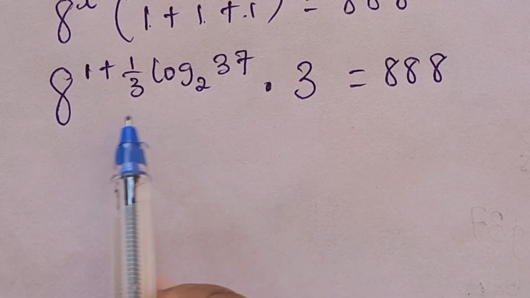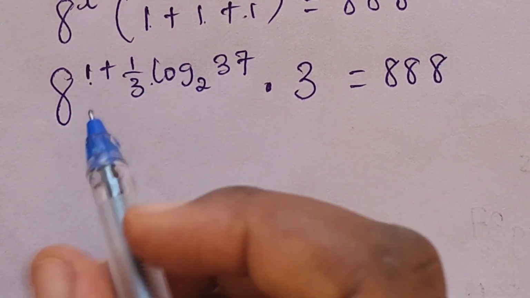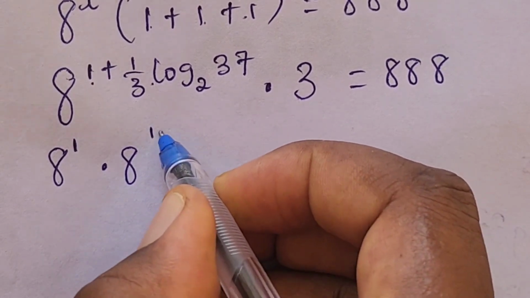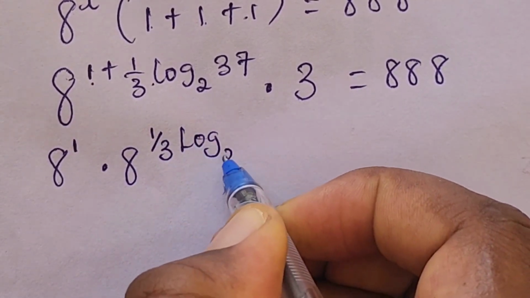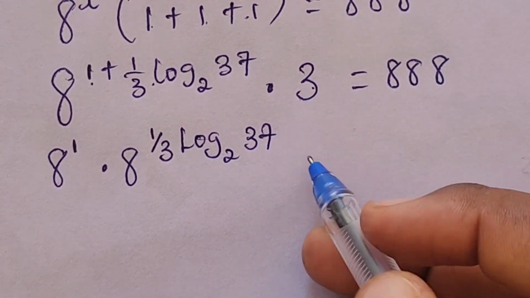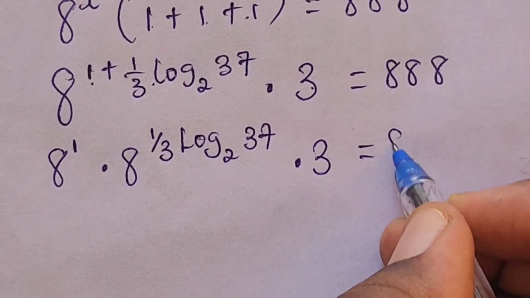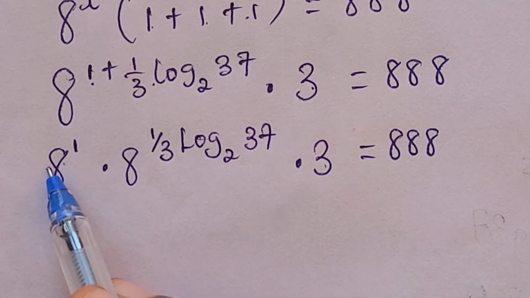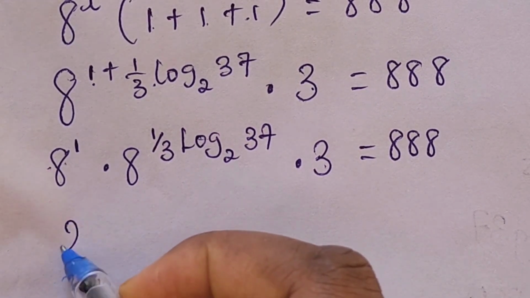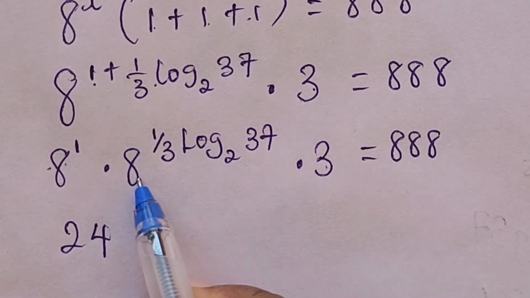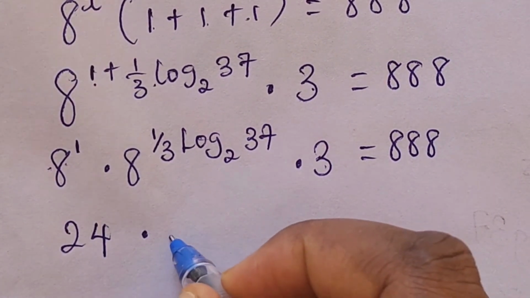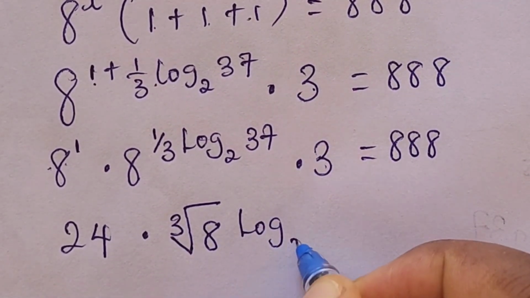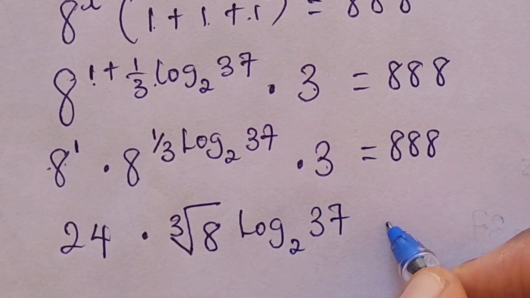Now, since the powers are adding, we can split this to have 8 to the power of 1 times 8 to the power of 1 over 3 times log to base 2 of 37, and we have times 3 here. Will it be equal to 888? We have 8 and we have 3. Multiplying 8 times 3, we have 24, times we have 8 to the power of 1 over 3, which can be written as cube root of 8 times log to base 2 of 37.